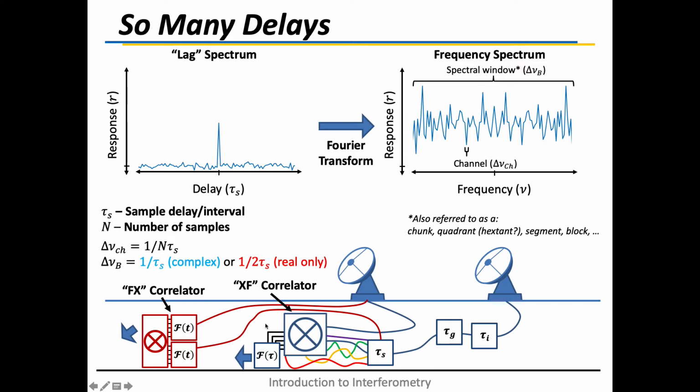ALMA, for example, has an XF correlator. SMA has an FX correlator. I'm going to continue working with the XF correlator example, but just know that both of these are doing very similar things, and you can treat them mostly the same.